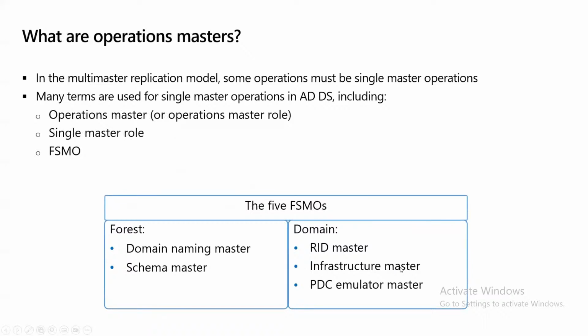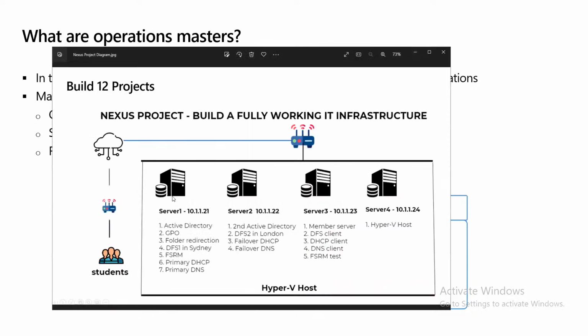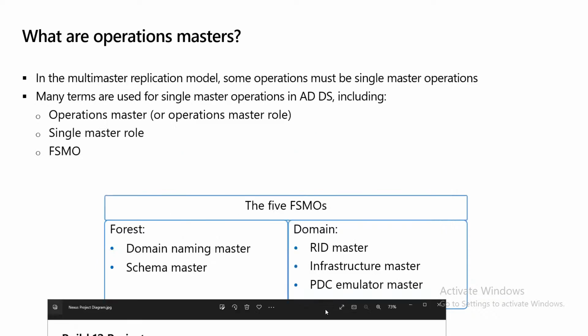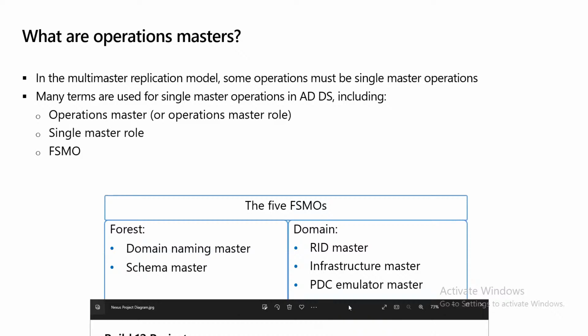Infrastructure master is the one responsible for group to group replication. Let's say there's group one. Group one will be propagated to server two. Whose function is that? Infrastructure master. PDC emulator is the one responsible for synchronizing the time. So what will happen if time is not synchronized? There will be a trust relationship issue.